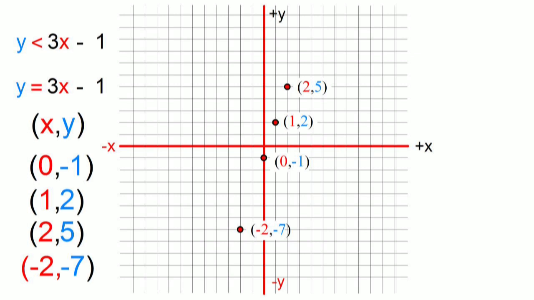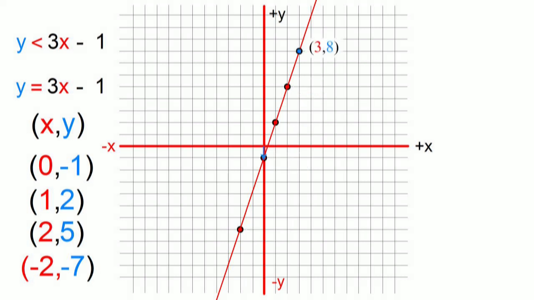Now I can connect the points by drawing a line through all of them. If I pick any point from this line and plug in the x and y values into the equation, the y value will always be equal to whatever the x value times 3 minus 1 is.